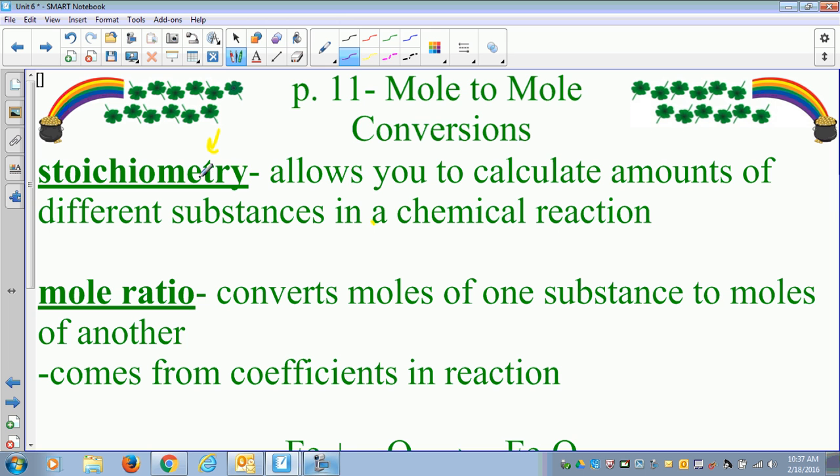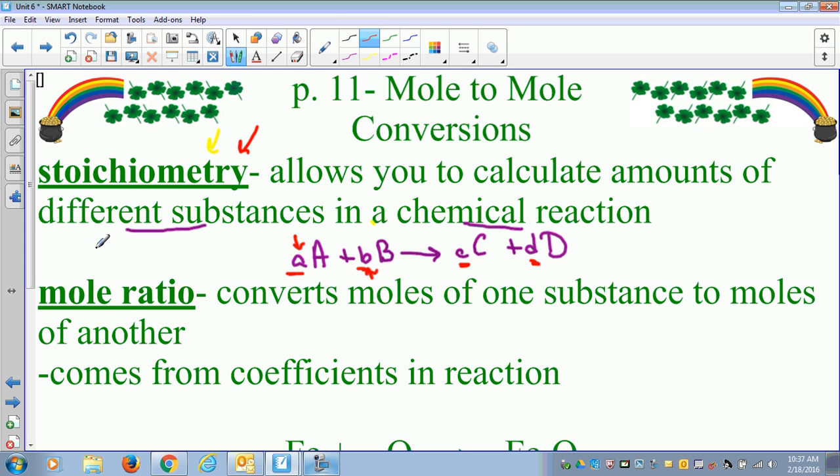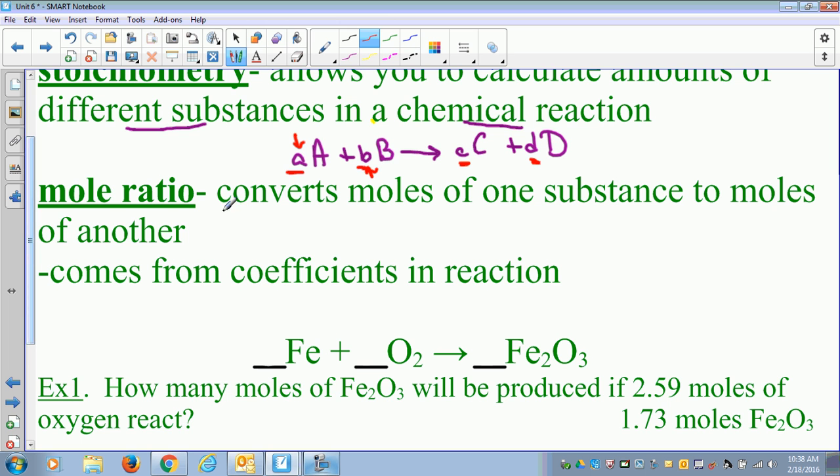Stoichiometry allows you to calculate the amount of different substances in a chemical reaction. So if I have A moles of substance A and B moles of substance B, which produces C moles of substance C and D moles of substance D, we want to find out what the molar ratio, the molar relationship, of these compounds is. Like how many moles of this do you need to produce D moles of this compound, and how many moles of this is needed to produce D moles of this compound. So basically when we are talking about the molar ratio here, this is called stoichiometry. The molar ratio is the simplest one because you always have this information.